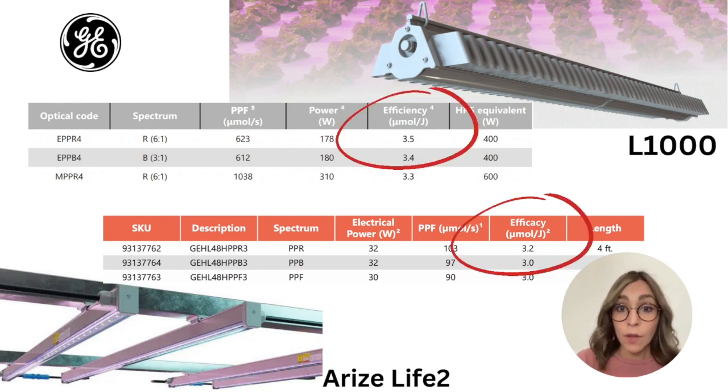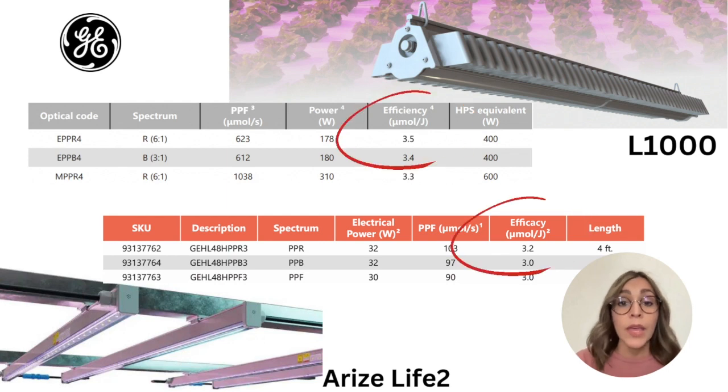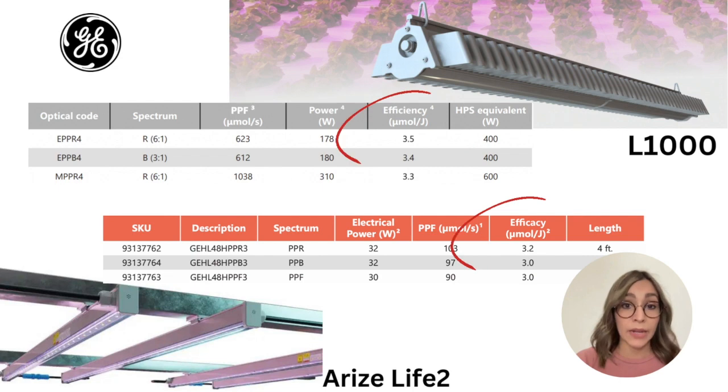Here you can see the table. You can look for efficacy or efficiency, which is always in micromoles per joule. And you can see in here that the efficacy is higher than 3. So this is a great number. Not a lot of brands will provide an efficacy like this.